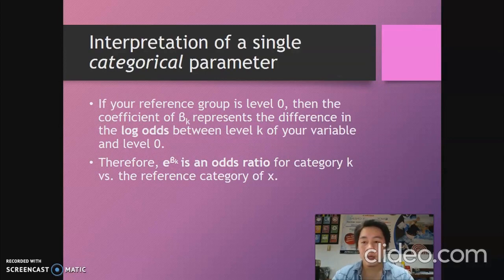In the interpretation of a single categorical parameter, if your reference group is level 0, then the coefficient k represents the difference in the log odds between level k of your variable and level 0. Therefore, e to the coefficient k is an odds ratio for category k versus the reference category of x.